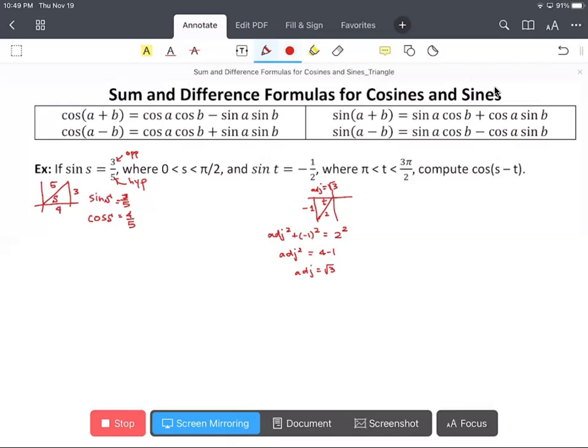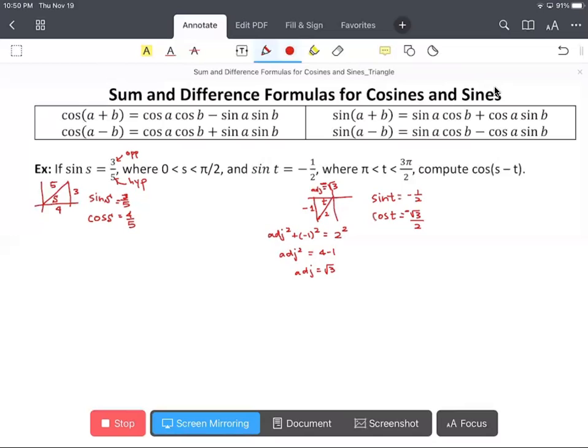So by looking at this, we know that sine of t is equal to -1/2. That's already given. Cosine of t is equal to, but it's in the negative x-axis, so I'm going to use a negative radical 3 for my adjacent, and hypotenuse is always positive, so it will be negative radical 3 over 2.